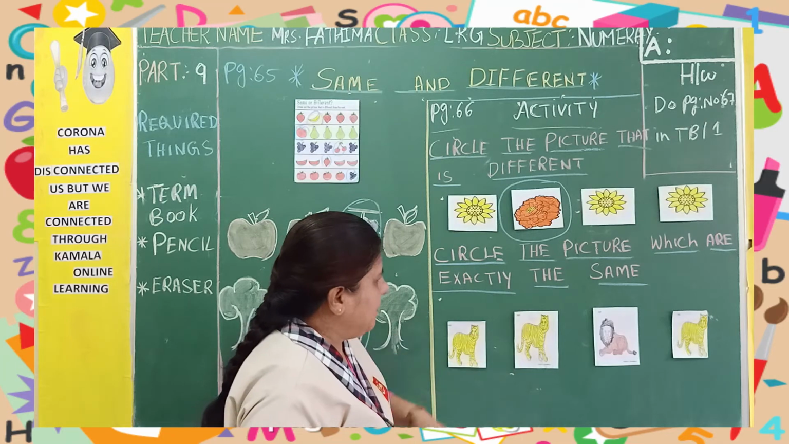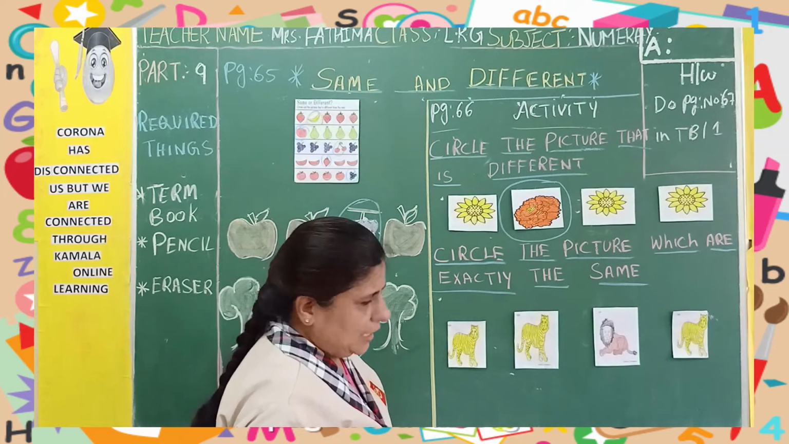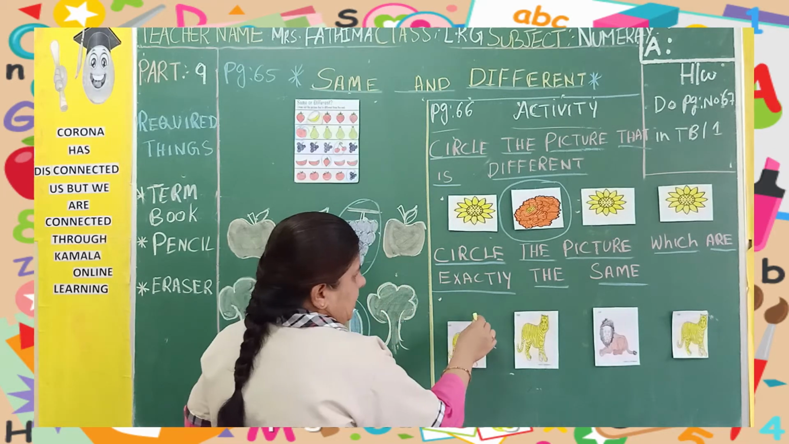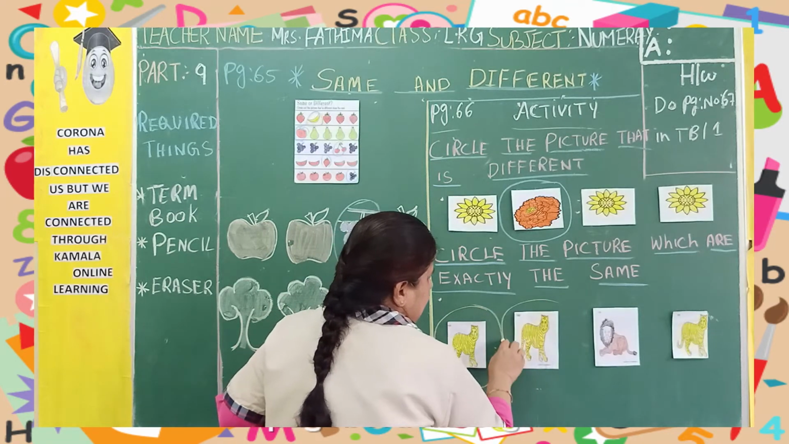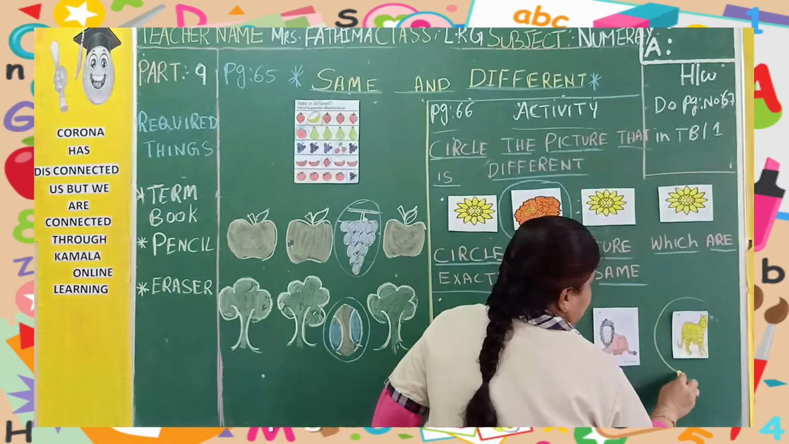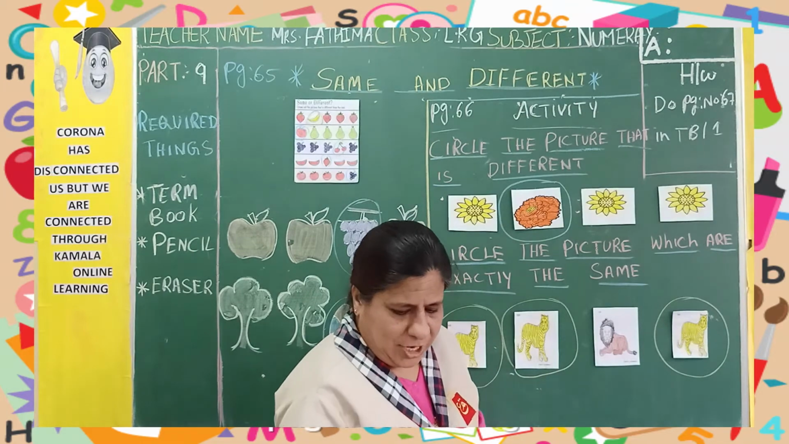See, which is the same? Which are the same? You have to circle. Circle. Which are the same here? See, look at the board. This tiger is same. This is same. And which is the same? This is the same. Which is the different here? Lion is different. Come on, circle this.